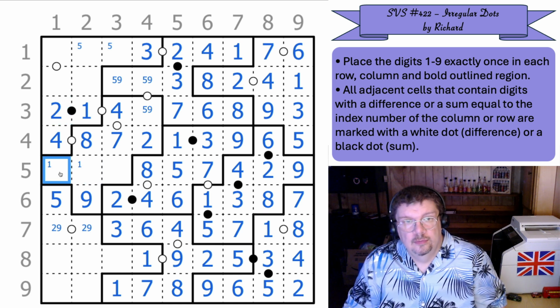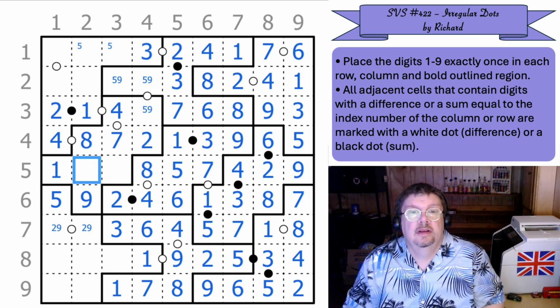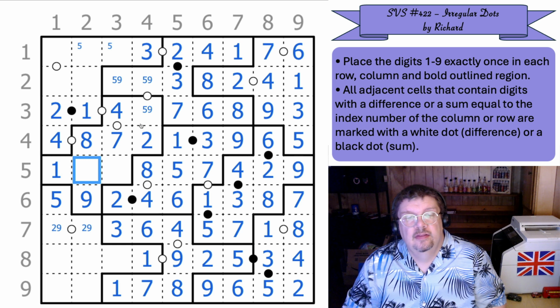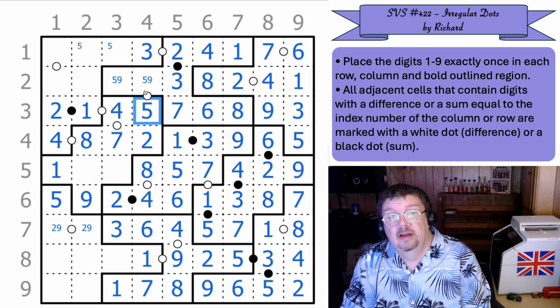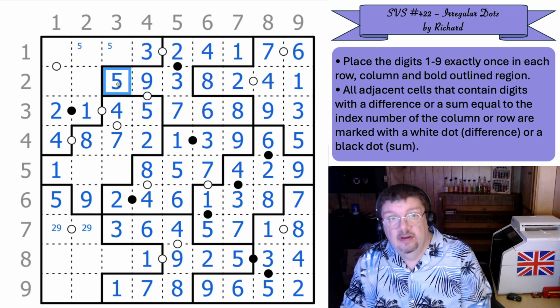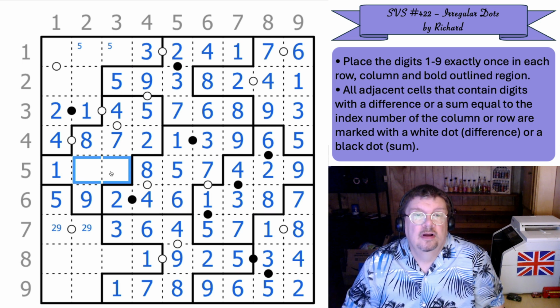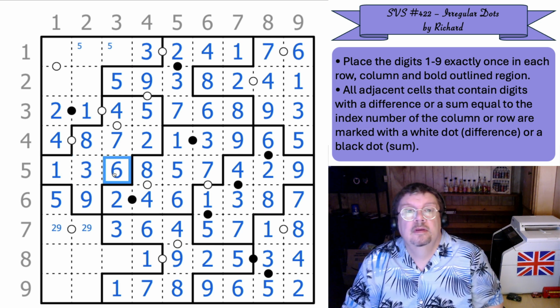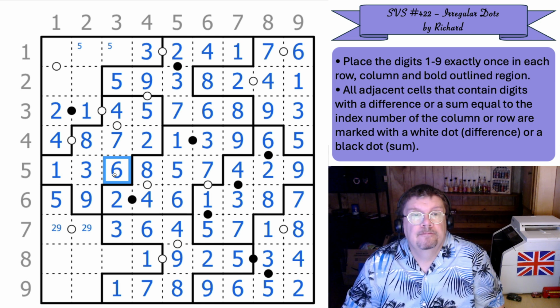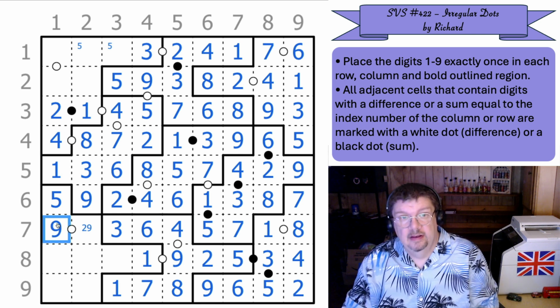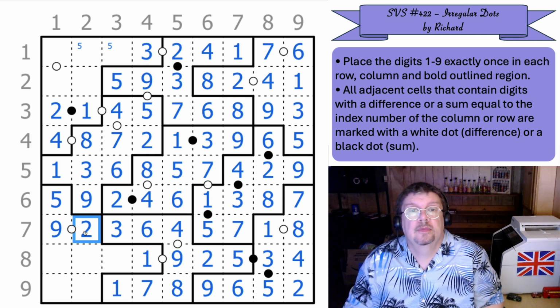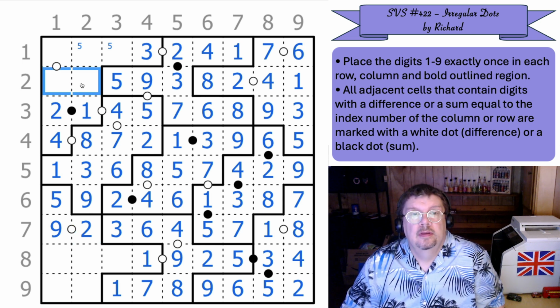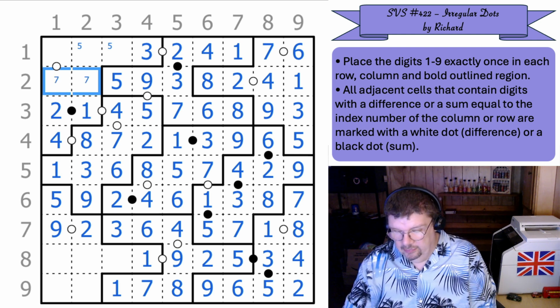This 1 resolves this one candidate here. This 9 in the region makes this 5, and 9 and 5. These two are 3 and 6, and I know the order from the column. This 2 looks down, making that 9 and that 2. These two digits are 7 and 6. I do not yet know the order.